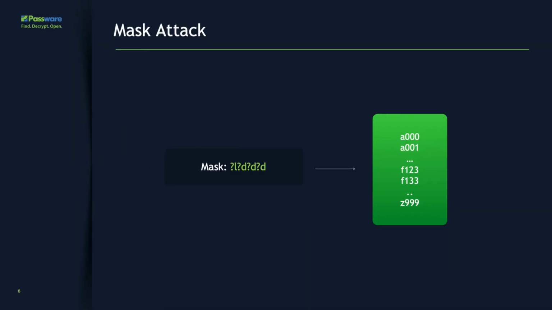Masks are always specific to a password length. Therefore, if you need to recover a 4-symbol password, the mask must consist of 4 placeholders. For example, a mask ?l?d?d?d can be decoded as 1 lowercase letter followed by 3 numbers, and would generate candidate passwords such as a000 and a001 and so on. Let's have a look at what that looks like live.